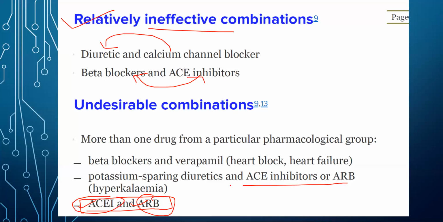Try not to give an ACE inhibitor or ARB with a potassium sparing diuretic, because potassium sparing diuretics also cause hyperkalemia. Do not give two rate limiting drugs together. Beta blocker reduces heart rate, and verapamil also reduces heart rate. So this patient can get a heart block from the medication. So these are the medication combinations that we don't usually give.